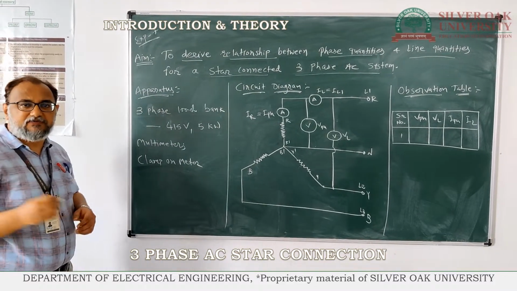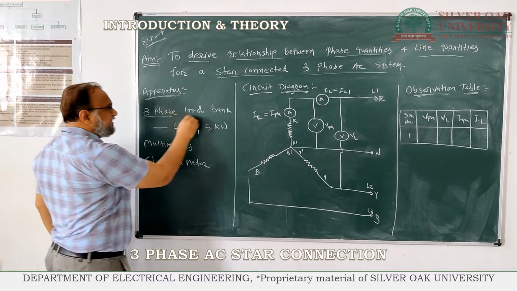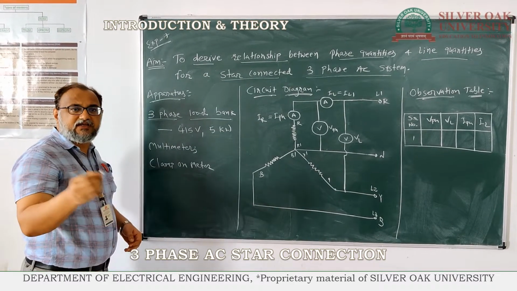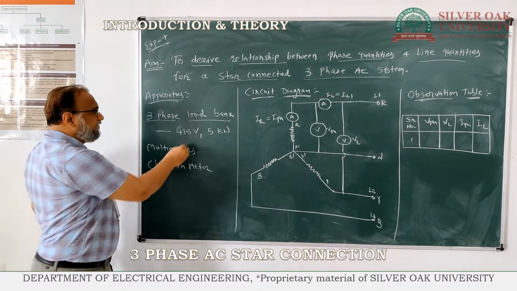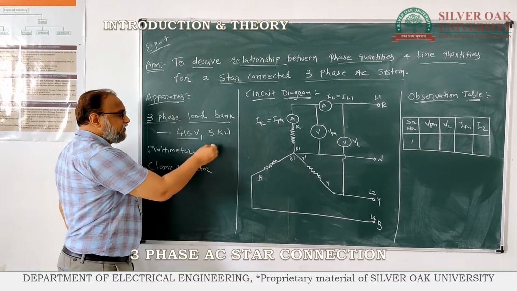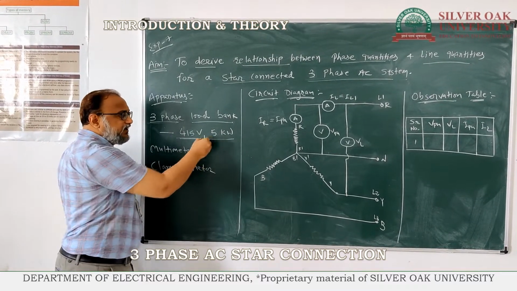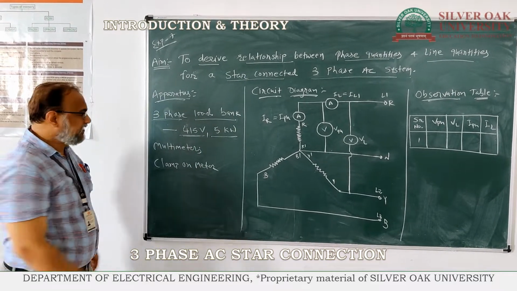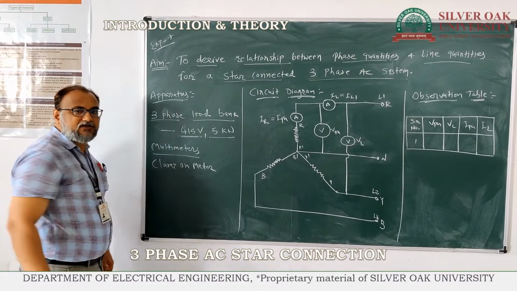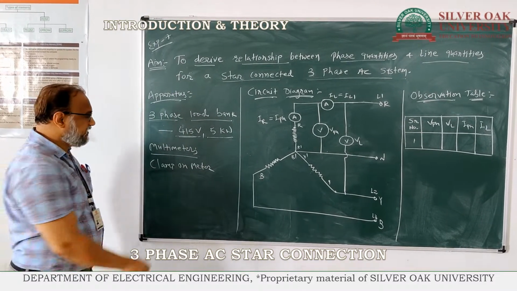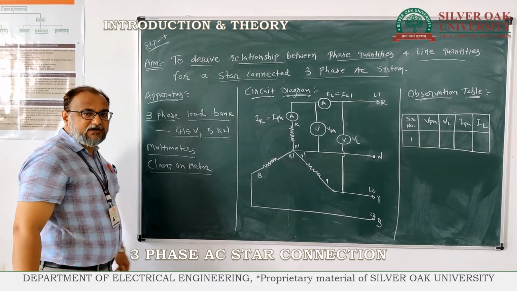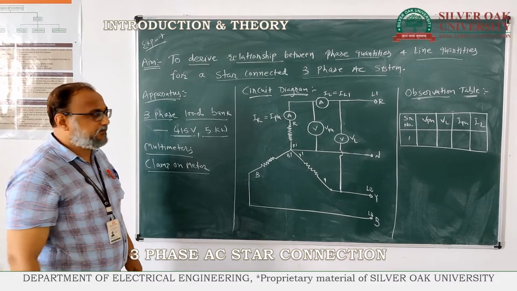In this experiment we will require a three-phase load bank, and the rating of the three-phase load bank is 415 volt and 5 kilowatt. Other than that, we will be using multimeters for measuring voltages, and then we will use an ammeter to measure the current.